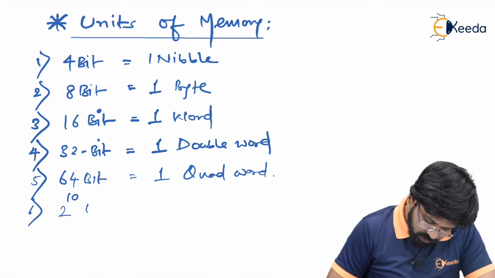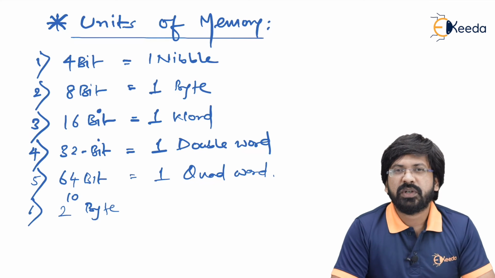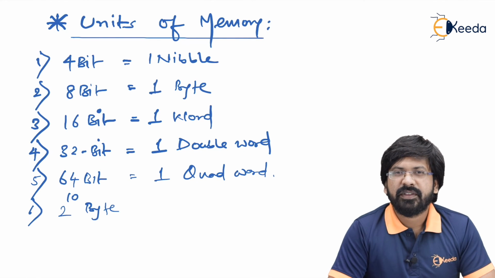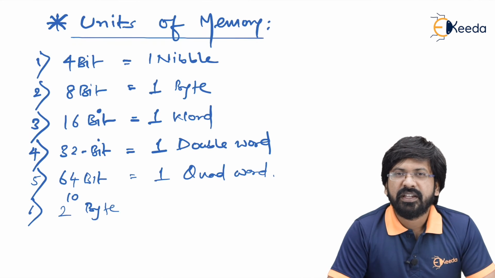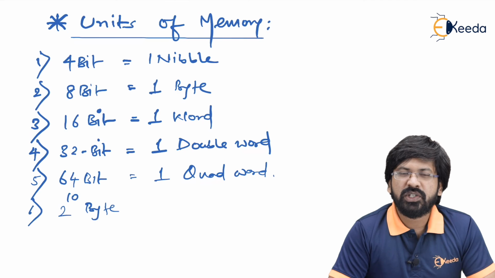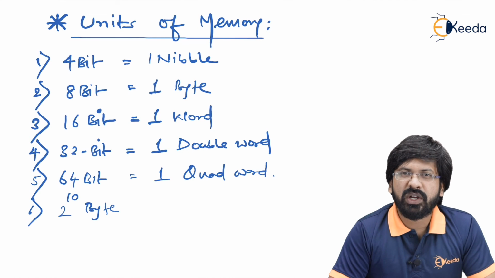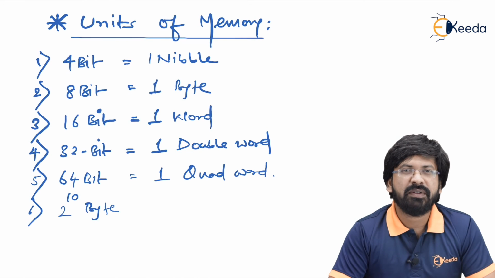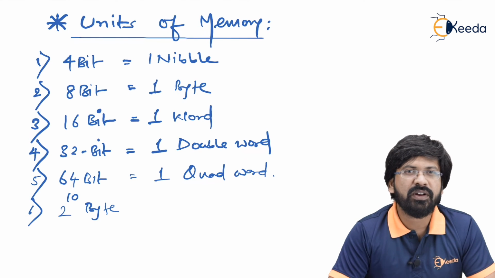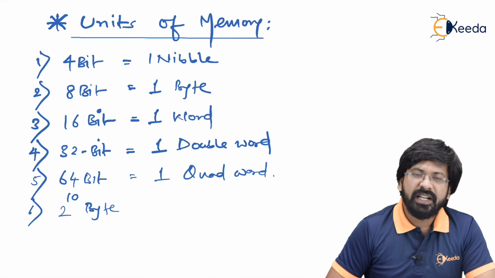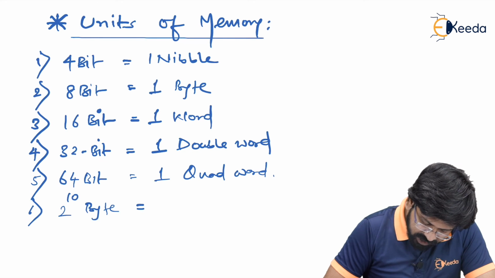Next is 2 raised to 10 bytes. Now this is very important. 2 raised to 10 bytes. Let's talk about it in terms of memory. Tell me, in memory, one location size is 1 byte. So can I say that 2 raised to 10 bytes of memory means 2 raised to 10 locations, that is 1024 locations? Now you can imagine a building having 1024 floors because one floor is nothing but 1 byte. So 2 raised to 10 bytes, such a building or such a memory is what we call 1 kilobyte.